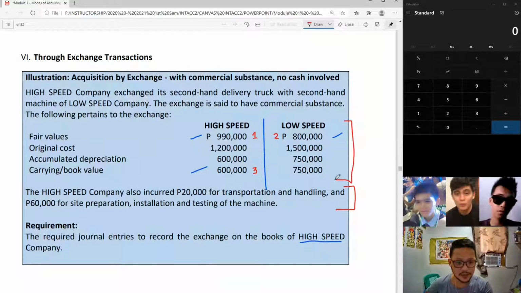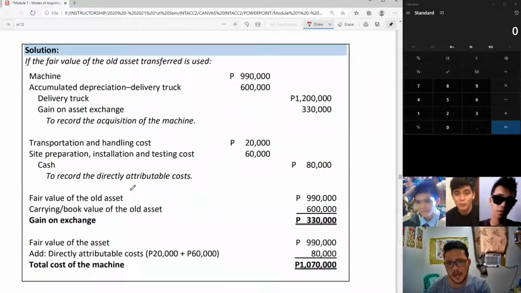Here, on this part, ito yung information about your purchase price. On the lower part, yan yung information about directly attributable costs. Directly attributable cost, 20,000 transportation and handling. 60,000 naman, that is for site preparation, installation, and testing of the machine. Our answer to the problem, of course, we will be using the fair value of the old asset transferred because it's given. Okay, yan yung priority number 1.